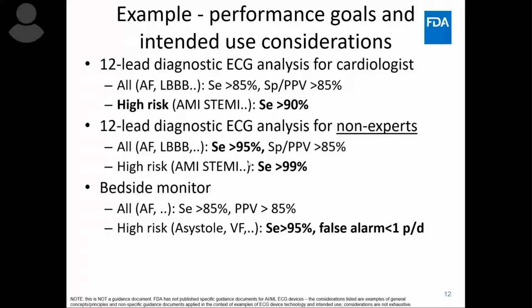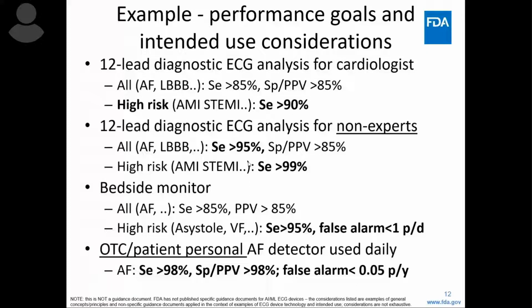If you give a device to the patient, for example, an over-the-counter device or a device for patient use, say that you have a defibrillation detector, it's probably a situation where you want to have a fairly high threshold for sensitivity. I'm saying here 98%, because you don't want to give incorrect information to the patients because they may not be able to really understand what's going on. They may fail to seek a physician, or they may get stressed because of the false alarms. And you also may want to have a low false alarm rate. For example, in this case, I put 5% per patient per year.